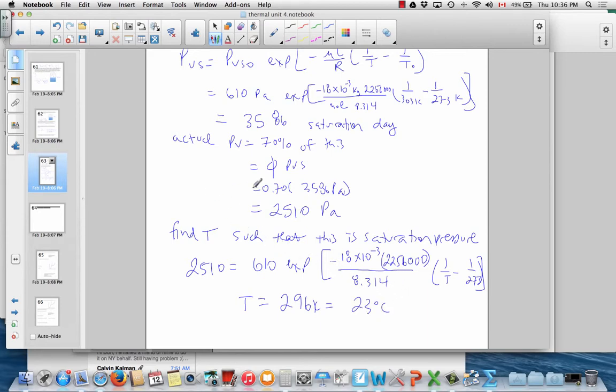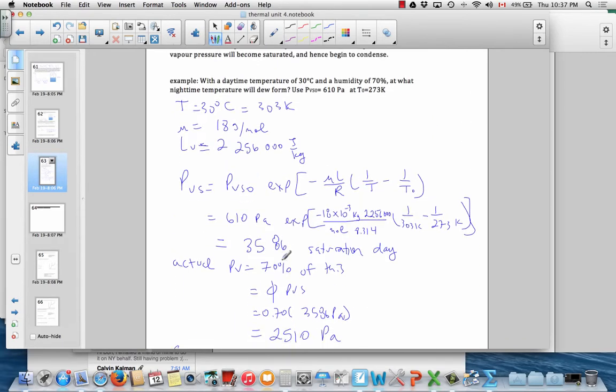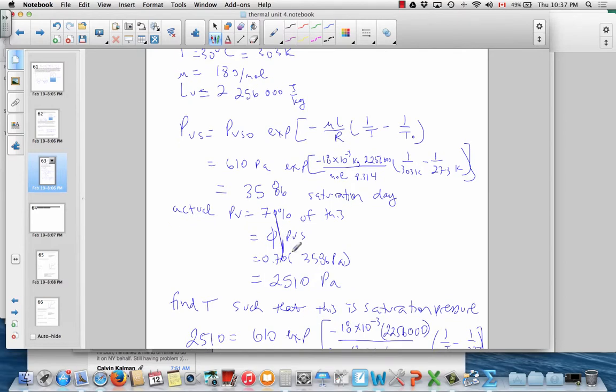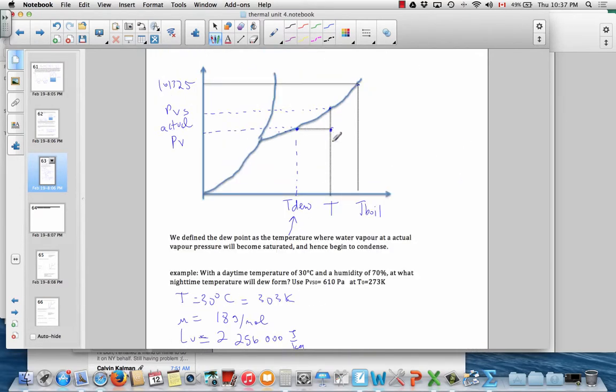So the air would start to condense when it cooled off from 30 degrees down to 23 degrees. So we were right here on the curve. We had, this was 3586, the saturation value. We were only at 2510 on our 30 degree day, but when it cooled down to 23 degrees, suddenly we hit the saturation curve. That means that the air can no longer contain any more water vapor, and it's actually going to start to condense into liquid state at that point.